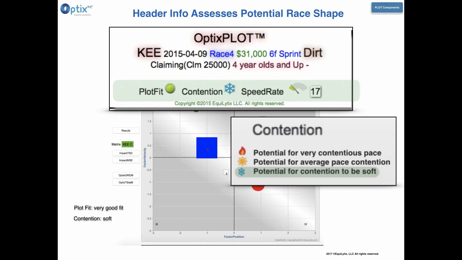Does that make sense, those two differences, Joe? Yeah, but if the speed rating is a 17, what does that tell me?